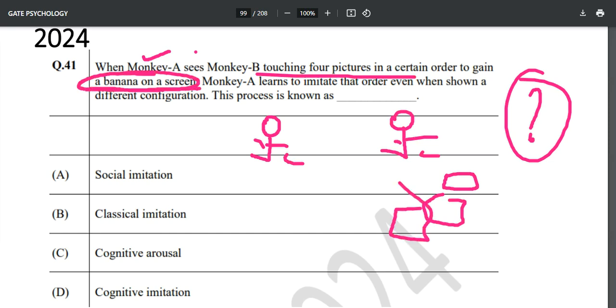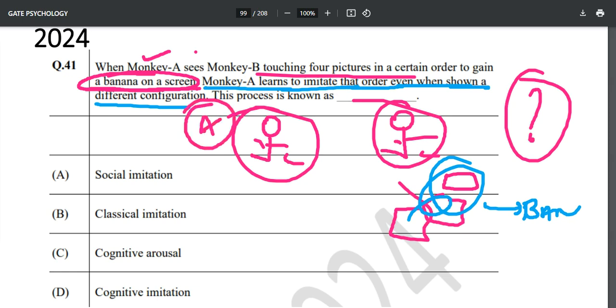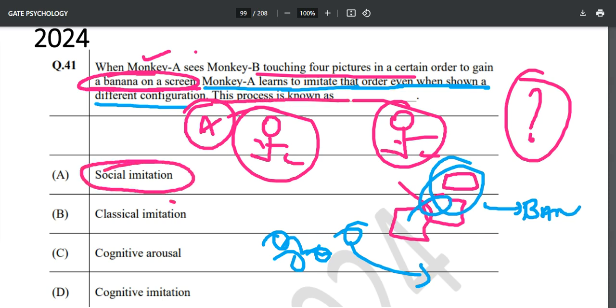Okay, this monkey is using these four pictures to grab a banana. Monkey A learns to imitate that order even when shown a different configuration. Now this monkey knows, okay, if I am having these four different pictures, how can I use them to get this banana? Okay, so what he observed, this process is known as, is it a social imitation? Is it a classical imitation?